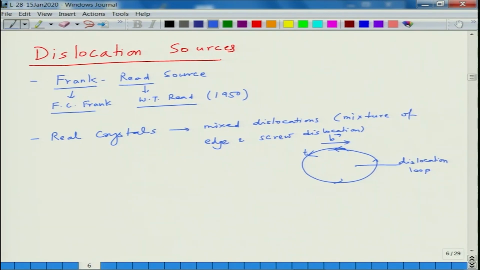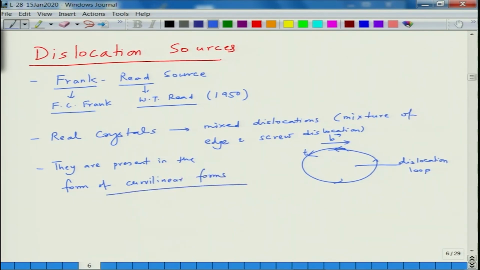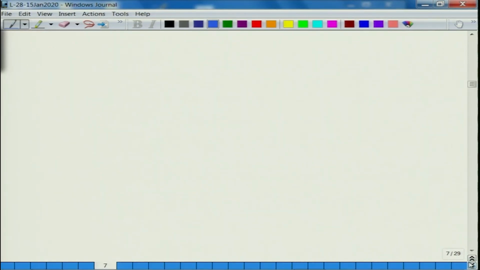Now, when these are mixed dislocations, they are present in the form of curvilinear forms. So, let us make a picture of how it looks. So, this is let us say a crystal.